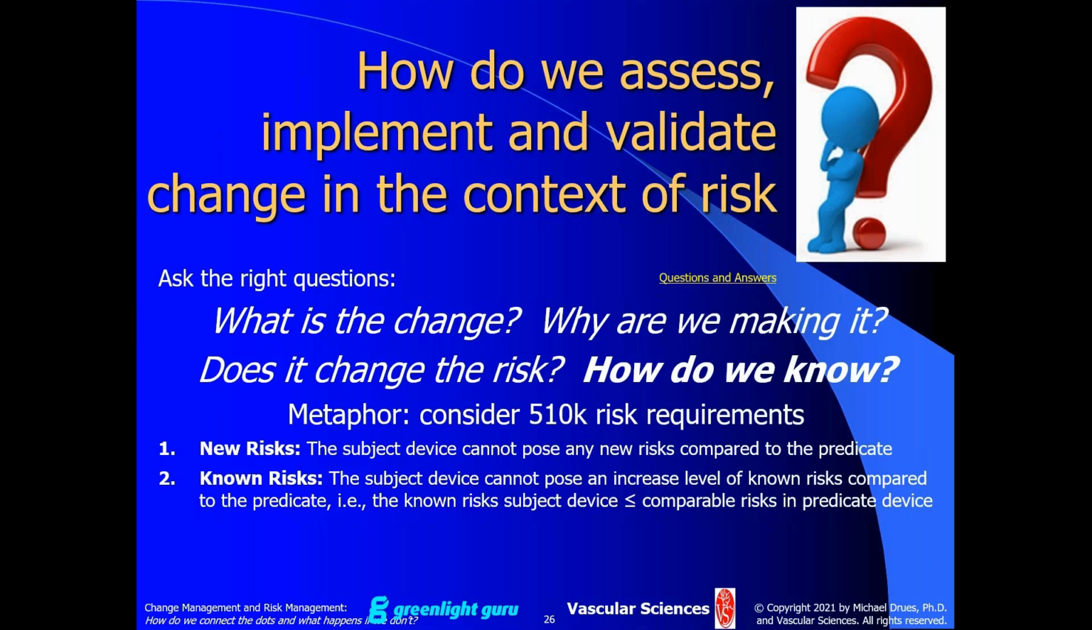In other words, we have to show that the known risks in our subject device are equal to or less than a similar risk in the predicate device. Theoretically speaking, if FDA can identify any new risk in our device compared to the predicate, or if they can identify any risk in our device that is higher than what is in the predicate, then that one piece of information in and of itself is enough to trump everything else and to make your device not applicable to a 510K.